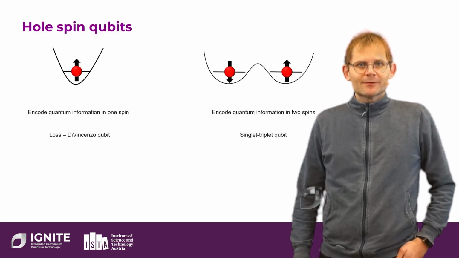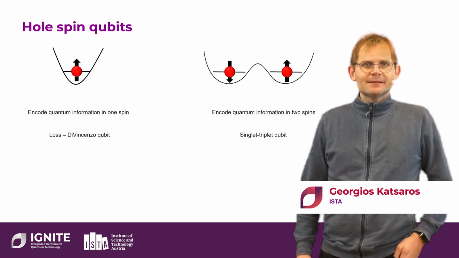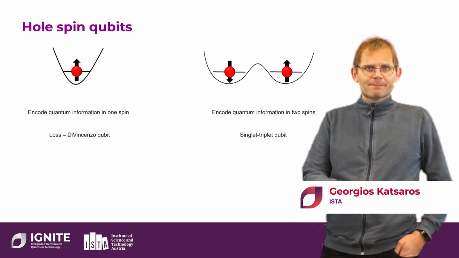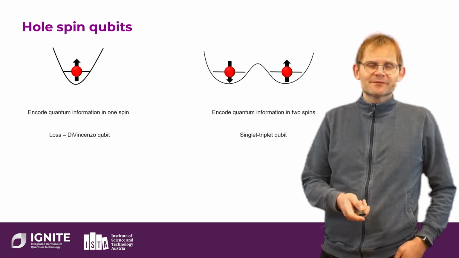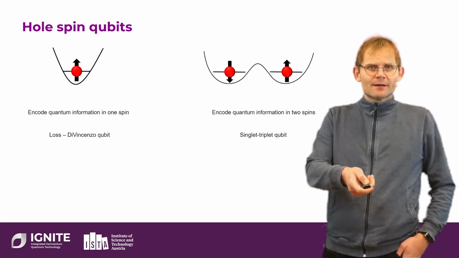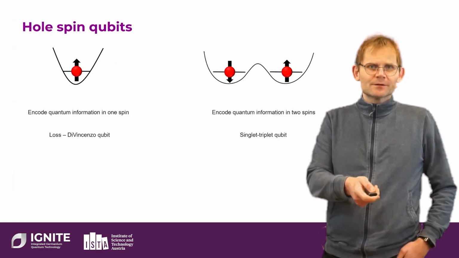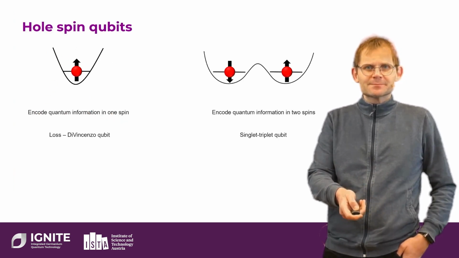Okay, let's speak about hole spin qubits. There have been many types of electron spin qubits demonstrated. Here I will just focus on that type of spin qubits which have been demonstrated already for holes in germanium. So on the left side, you see the so-called Loss-DiVincenzo qubit, where you encode quantum information in one spin.